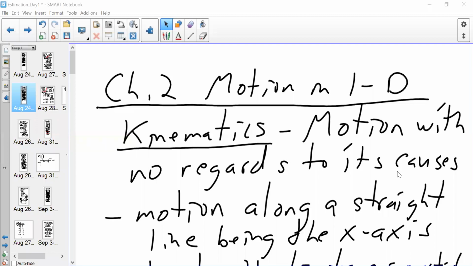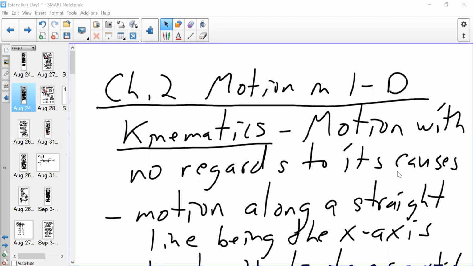So before we get to the book online, you should have a hard copy already. I want to introduce this concept of motion in one dimension. Basically, chapter 2 is going to start off that way. So that's what we want to do here before we get into the text.